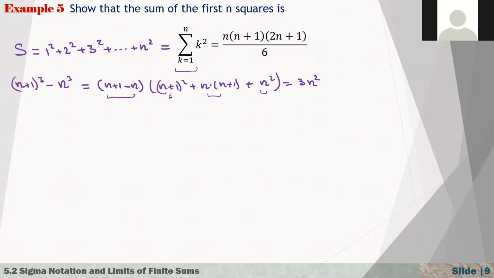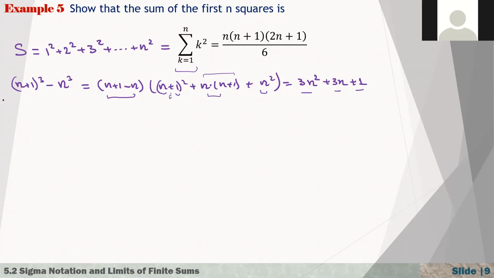Now from here we have 2n, and here I have 1 times n, so I have 3n. And what is left is 1. So n plus 1 cubed minus n cubed is equal to 3n squared plus 3n plus 1.